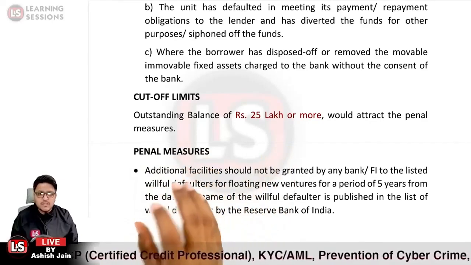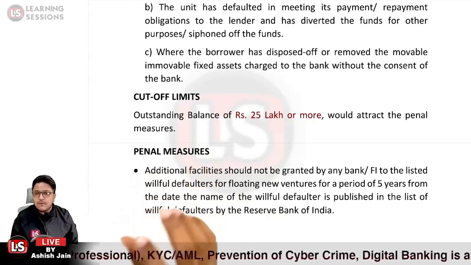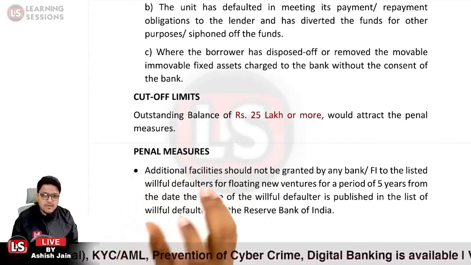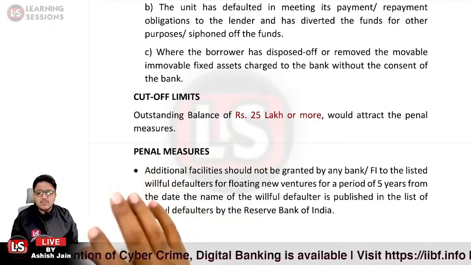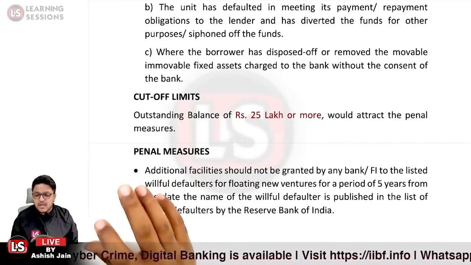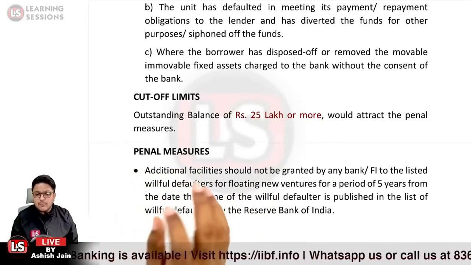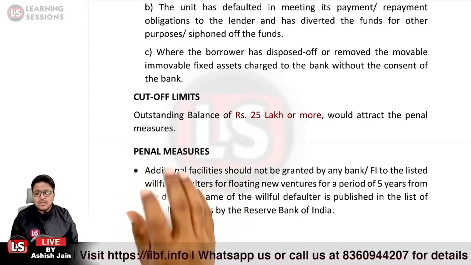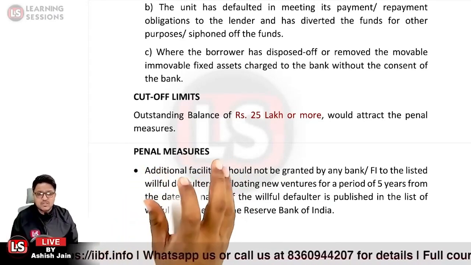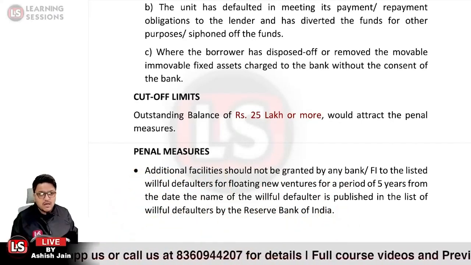And what are the penal measures? First of all, no additional facility will be sanctioned by any bank and financial institution for the next 5 years from the date the name of the willful defaulter appears in the list published by the Reserve Bank of India. Under the RBI defaulter list, if the name is mentioned there, no additional facility will be sanctioned by any bank and financial institution. That is the first penal measure.